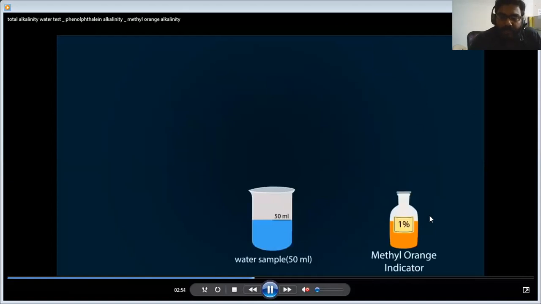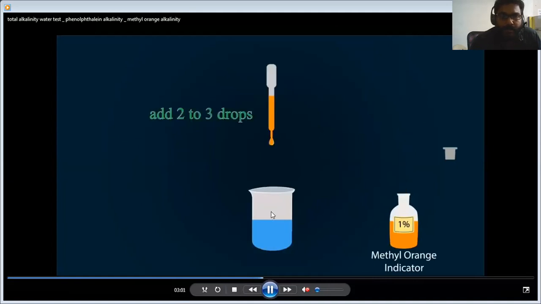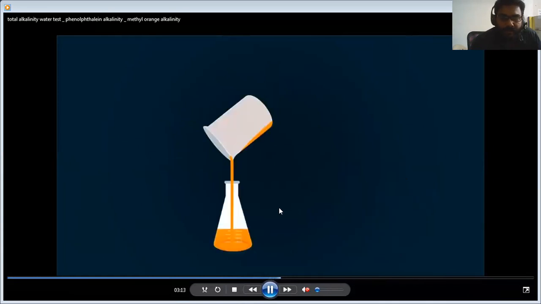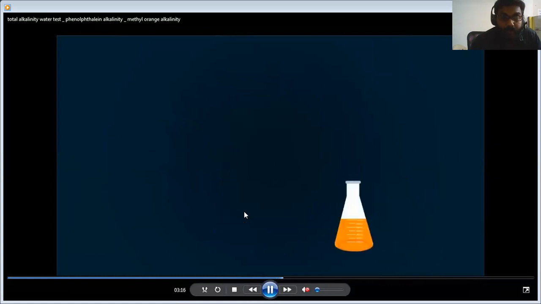Okay, this is methyl orange. 2 or 3 drops of methyl orange indicator. Okay, the color is what? Yellow color is formed. The solution completely turned into yellow color. Yes, now again, acid. This is poured in there. Conical flask filled with water.